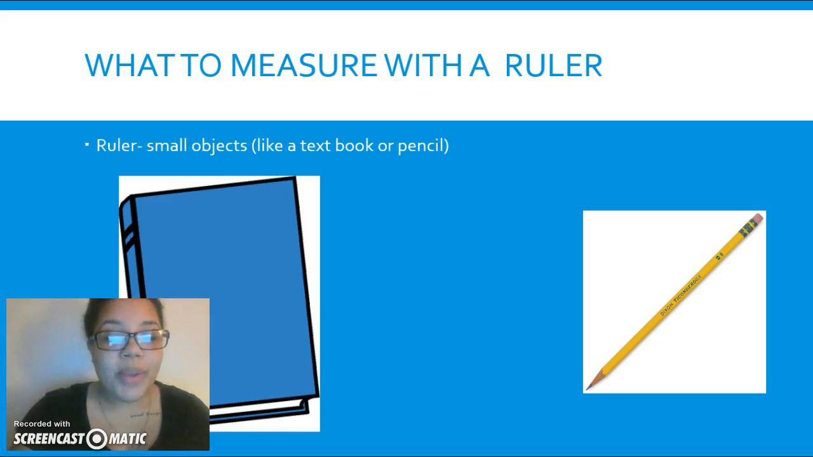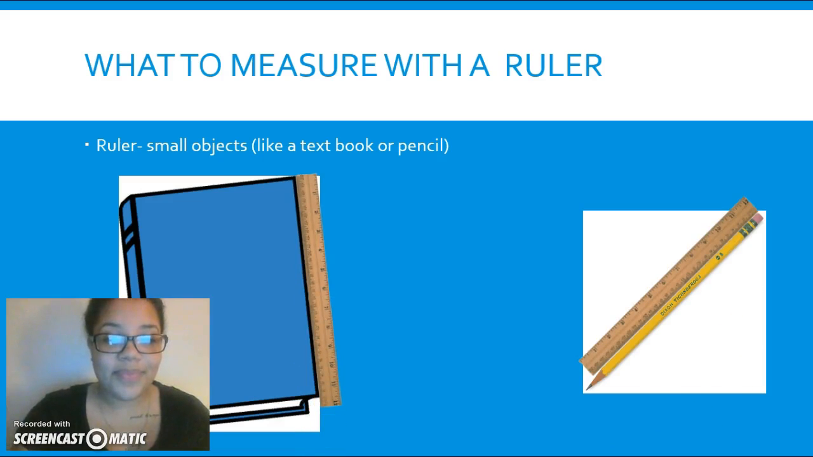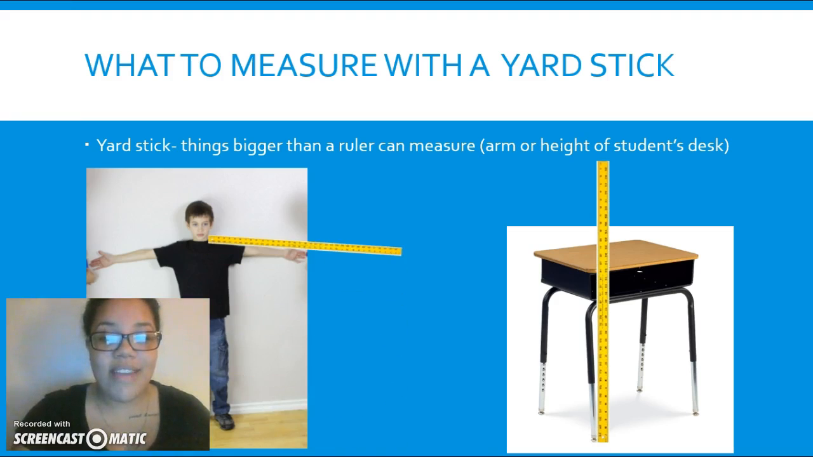Here, we have a few examples of what each form of measurement can be used for. With the ruler, we measure smaller things, like your textbook or your pencil. With the yardstick, we measure things that are bigger than a ruler, so that we don't need multiple rulers. We can use 1 yardstick instead. Remember guys, 1 yardstick is equal to 3 rulers. Examples of what we can use a yardstick to measure are the length of your arm and the height of your desk.